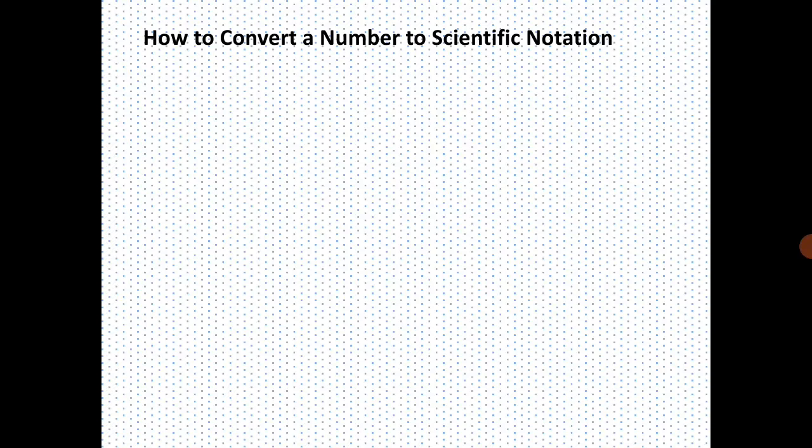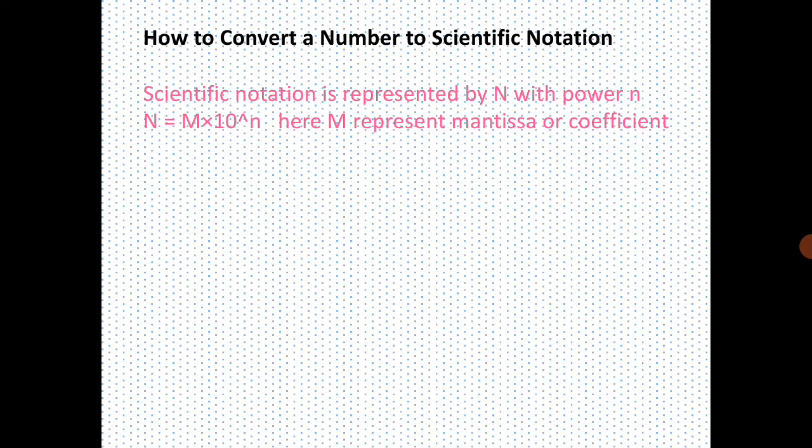Now the method. How can we convert a number into scientific notation? What method or procedure is used for it? Scientific notation is represented by N, where N is taken from a notation which has some power n. So the equation used for scientific notation is N = m × 10 raised to the power of n. Here m represents the mantissa or the coefficient value.